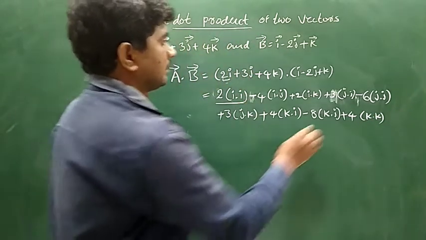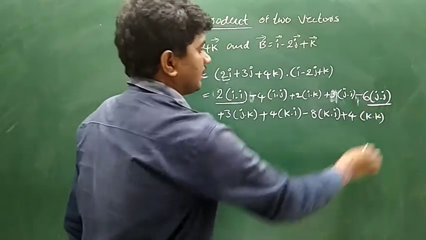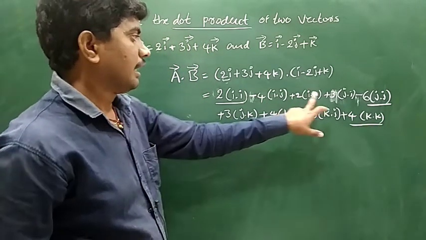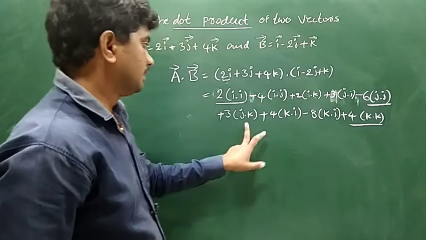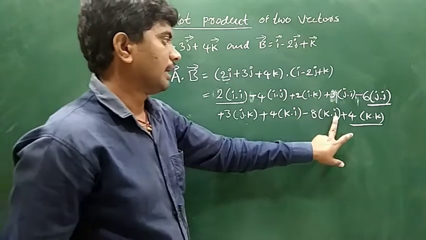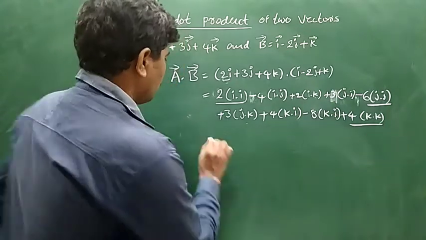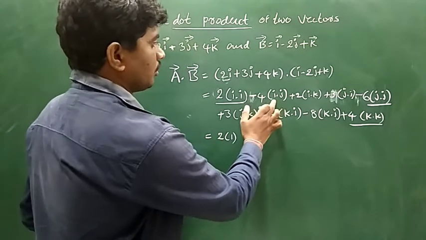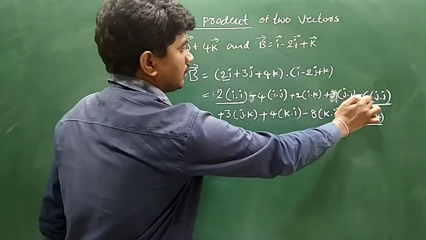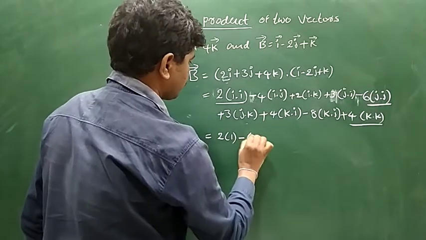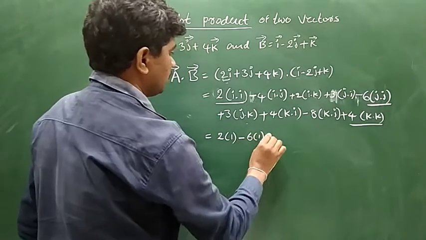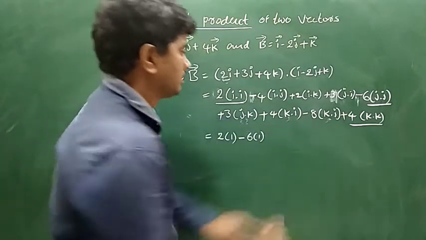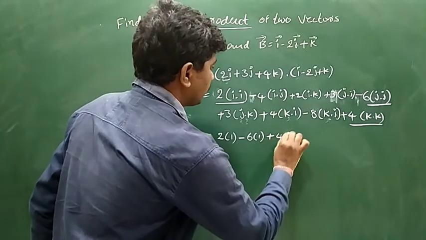i dot i, j dot j, k dot k each equal 1. Next, i dot j, i dot k, j dot i, j dot k, k dot i, k dot j equal 0. Final answer: 2 into 1, next 0, 0, 0. Next, minus 6 into 1. Next, j dot k is 0, and 0. Next, 4 into k dot k is equal to 1.